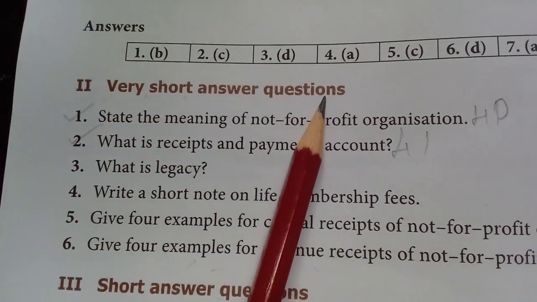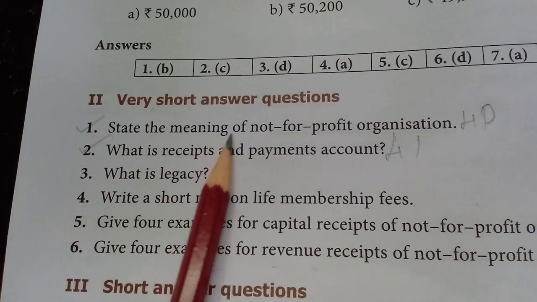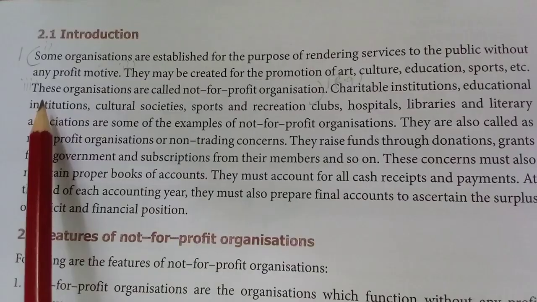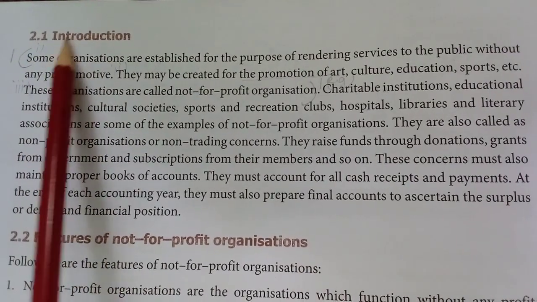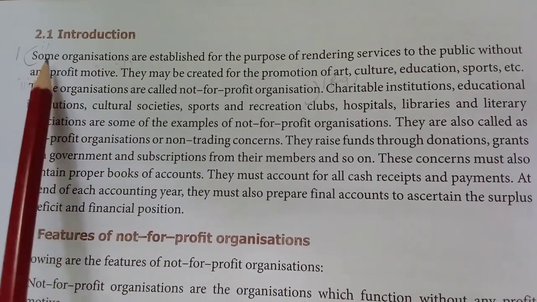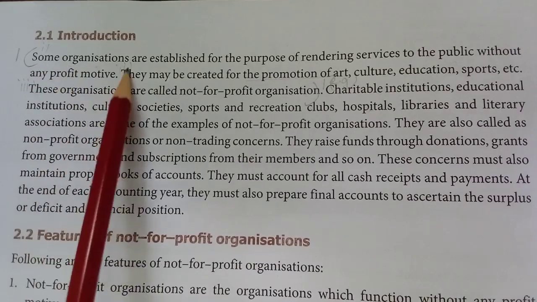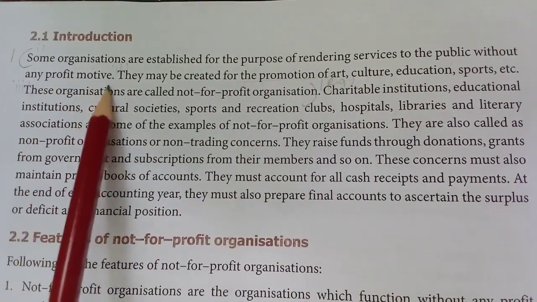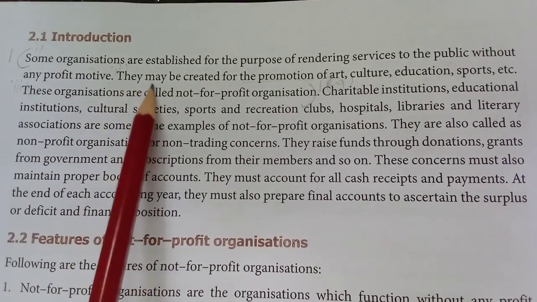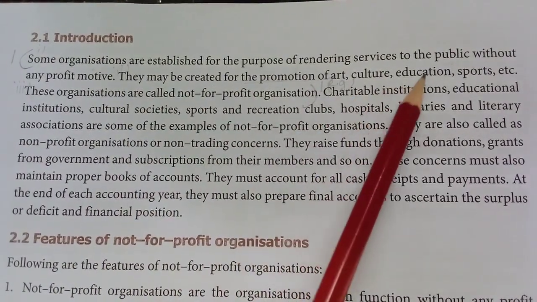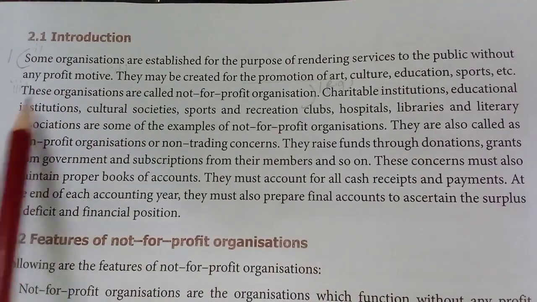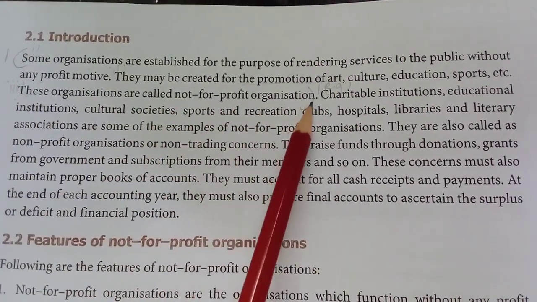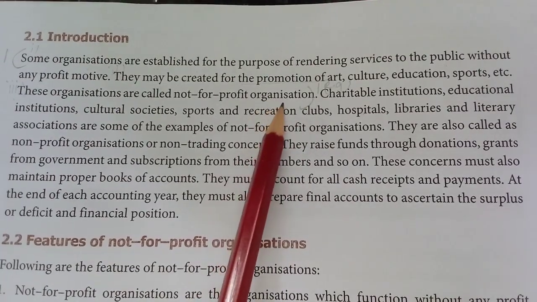Very short answer questions. First one, state the meaning of not-for-profit organization. It is on page number 40. Under the heading introduction, you have to write. The first point, some organizations are established for the purpose of rendering service to the public without any profit motive. Second point, they may be created for the promotion of art, culture, education, sports, etc. Third point, these organizations are called not-for-profit organizations. These 3 points will do.